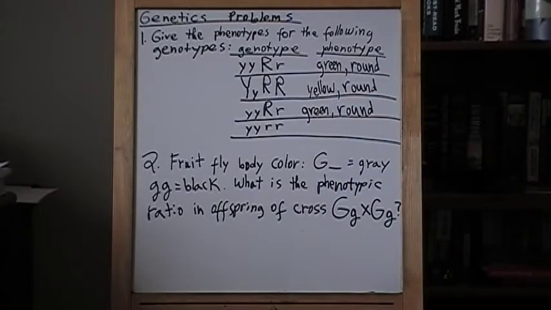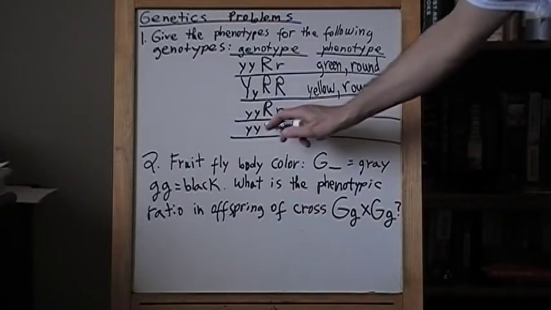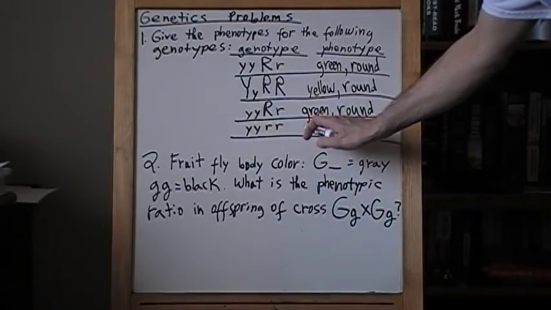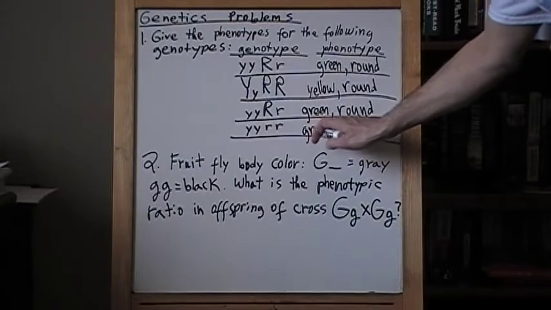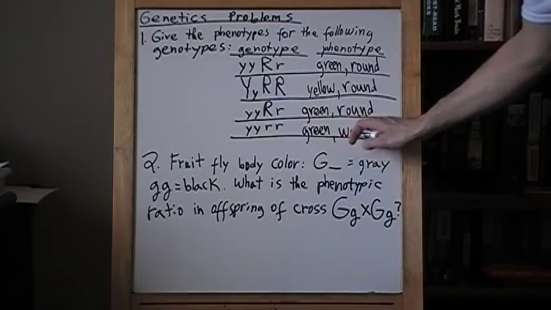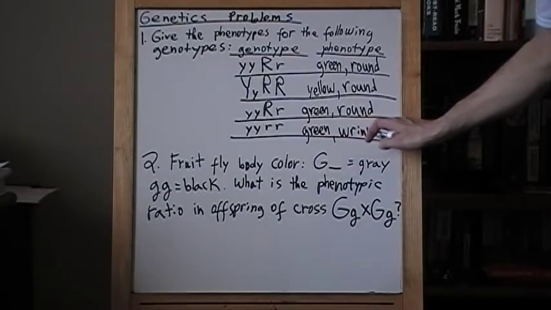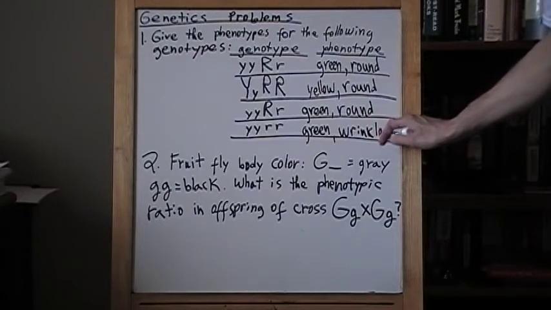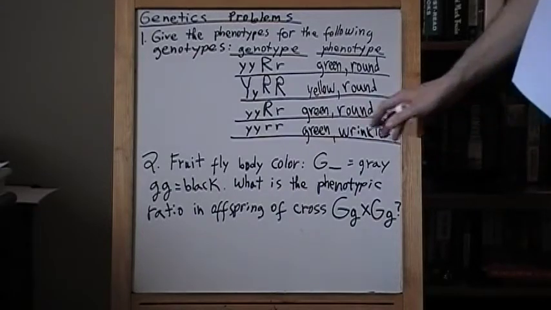And then the last one is small y, that's green. 2 small y's is green. 2 small r's is wrinkled. That's the recessive trait for the seed shape.